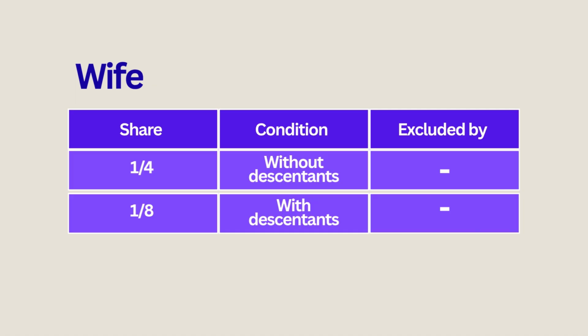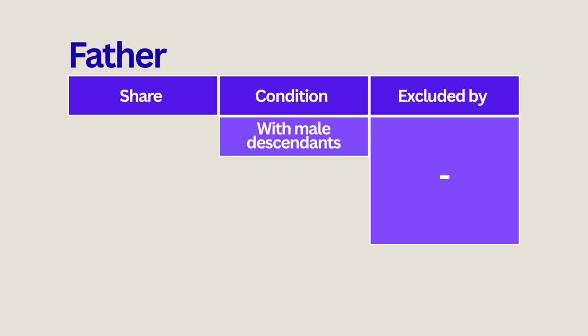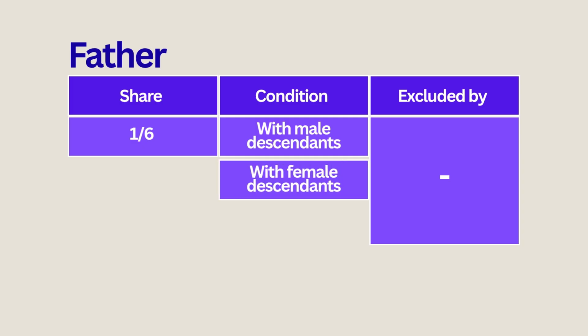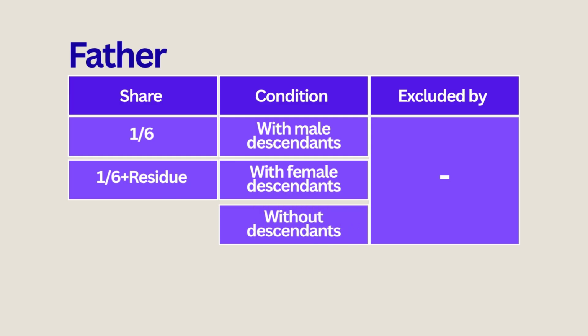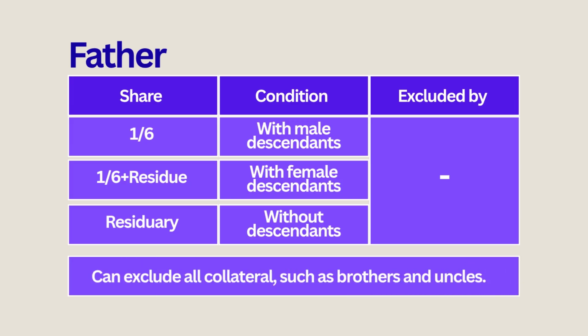3. The father. The father's share depends on whether the deceased has children. If there are male descendants, the father receives one sixth. If female, he gets one sixth plus residue. But if there are no descendants, he becomes a residuary, meaning he inherits whatever is left after the other sharers receive their portions. The father also has the power to exclude all collateral relatives, such as uncles.